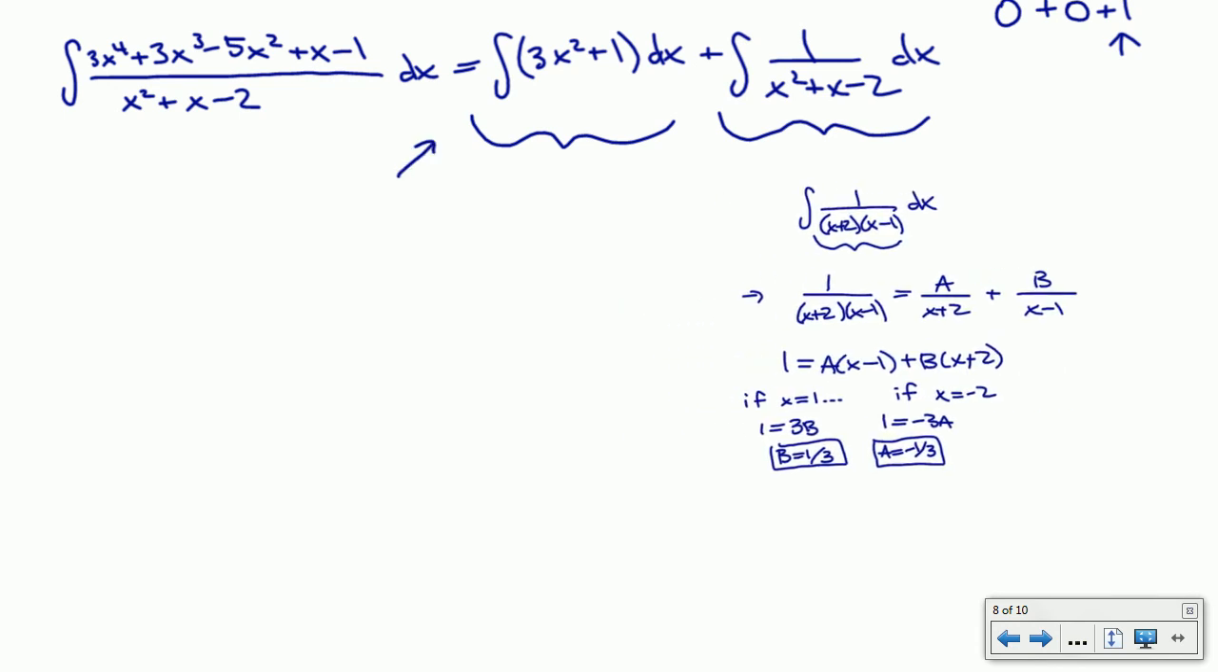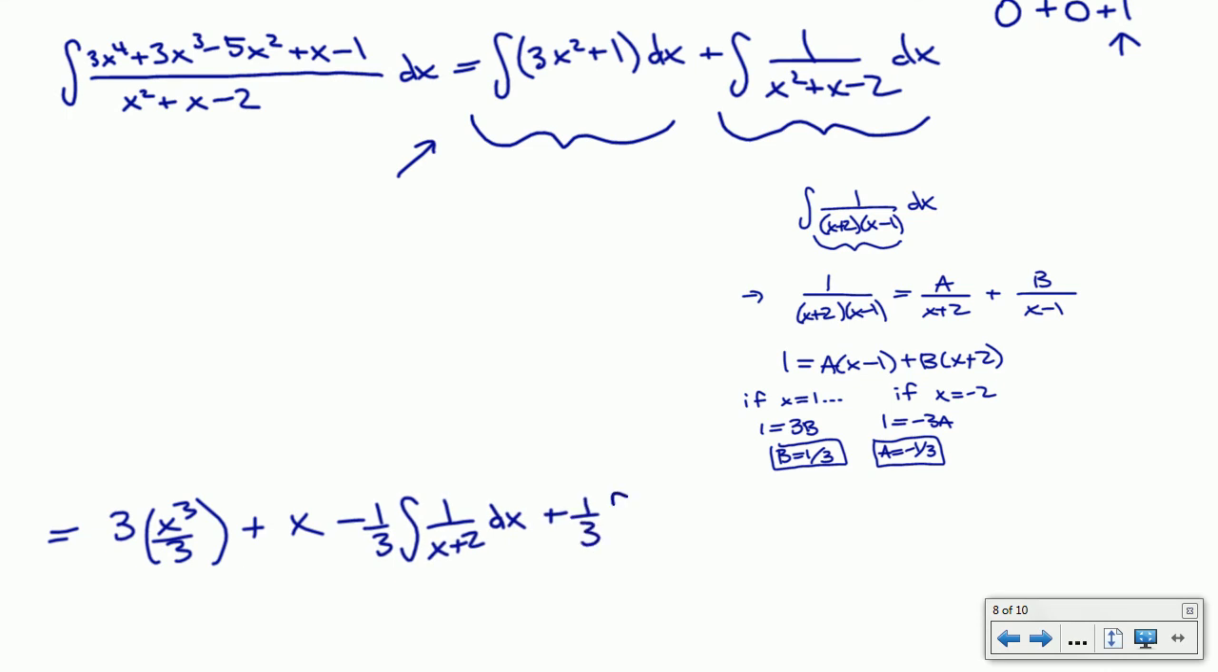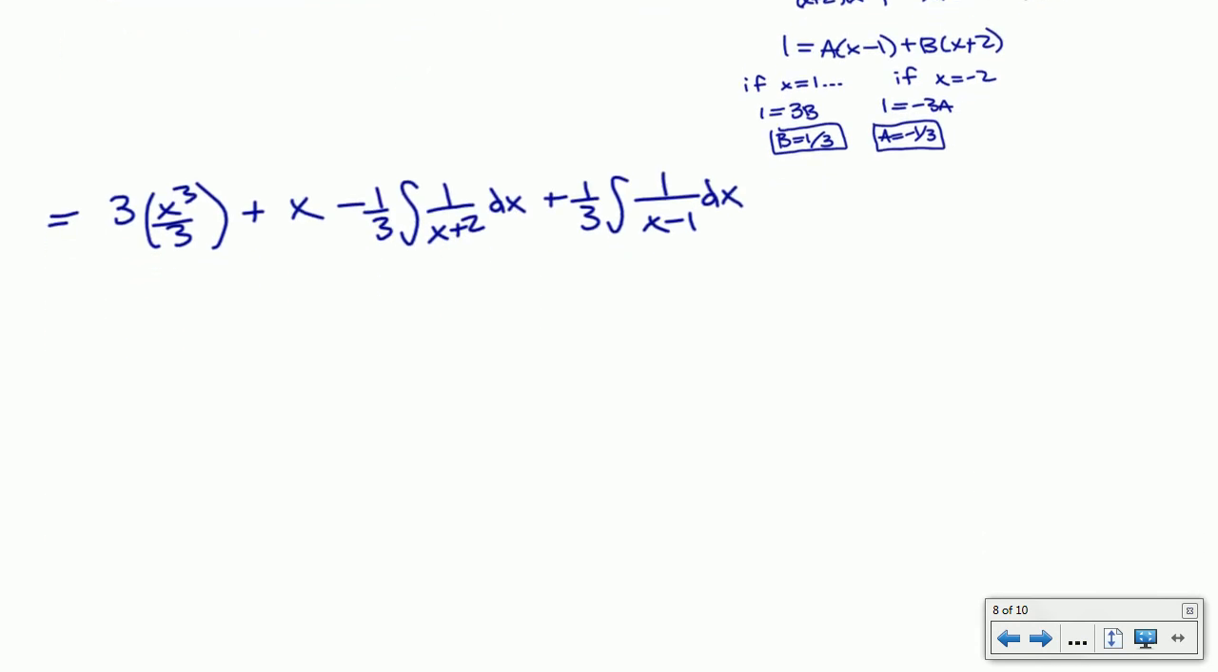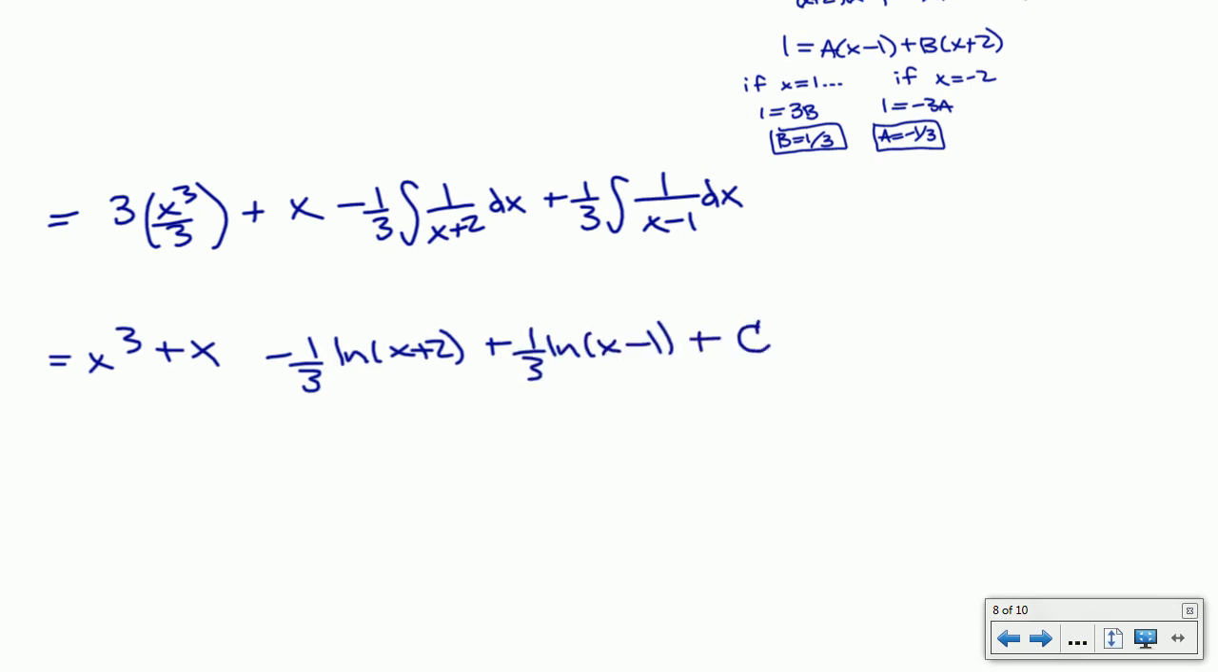Now we can proceed with this integration. So we have the integral of 3x squared plus 1, which would give us 3 times x cubed over 3 plus x. And the second integral can be written as negative 1/3 times the integral of 1 over (x plus 2) dx, plus 1/3 times the integral of 1 over (x minus 1) dx. So in the end we would get x cubed plus x minus 1/3 ln of (x plus 2) plus 1/3 ln of (x minus 1) plus the integration constant.